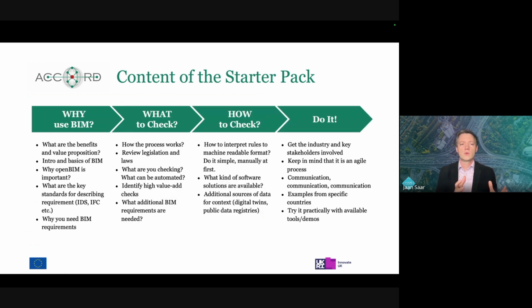The content pack is split into 4 sections. First, we talk about why use BIM at all? What is openBIM? What are the key standards? Then we look at what the process of turning regulations into an automated BIM check looks like. And then we also have some examples of already working software you can start using today for BIM-based permitting, and some example use cases and projects as well.